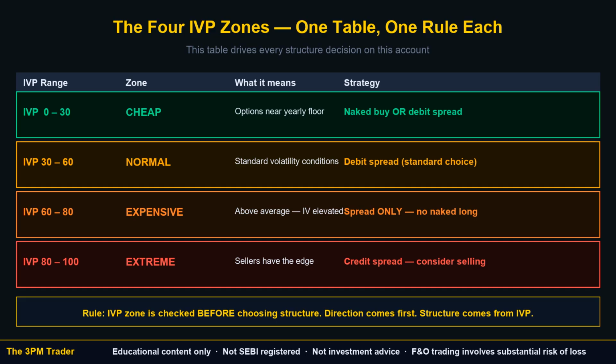There are 4 zones, each with a different response. Here they are clearly. Zone 1, IVP 0 to 30, options cheap, buying naked is justified. Zone 2, IVP 30 to 60, normal conditions, debit spread is the standard. Zone 3, IVP 60 to 80, options expensive, spread only, never naked. Zone 4, IVP above 80, extreme. Consider selling premium via credit spreads.